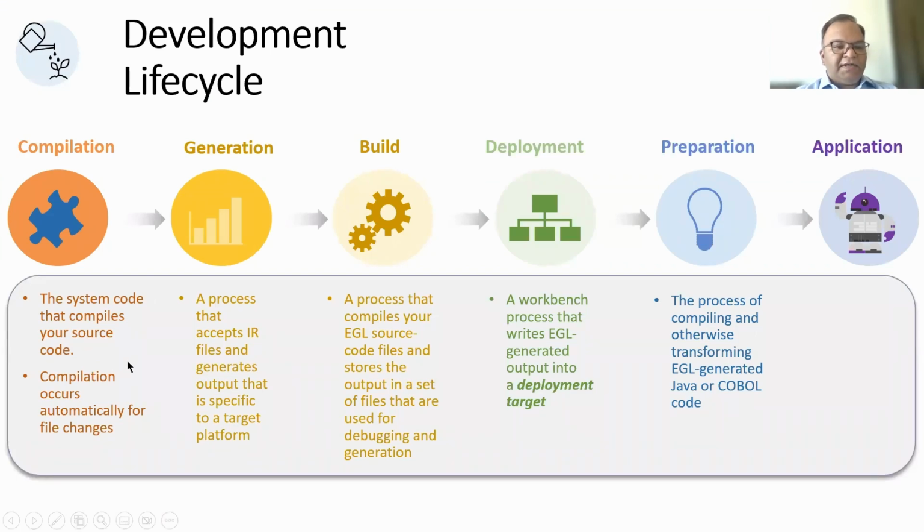The system code compiles your source code, and then compilation occurs automatically for your file changes. Generation: we generate some intermediate files and internal reference files, and during the generation those are also referred to. Finally, we reach out to the build server along with this information and the final COBOL file, which will get generated or compiled on the mainframe system environment.